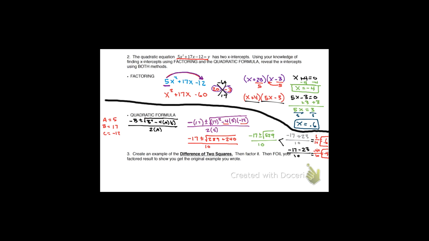So now we look, did we get the same x-intercepts when we did it both ways? So we did get 0.6 when we factored, we did get 0.6 when we did the quadratic formula, and we do get -4 and -4 when we do them both ways. Okay, so that's a way of knowing that we did these right, because our x-intercepts should not be different when we factor and when we do our quadratic formula.